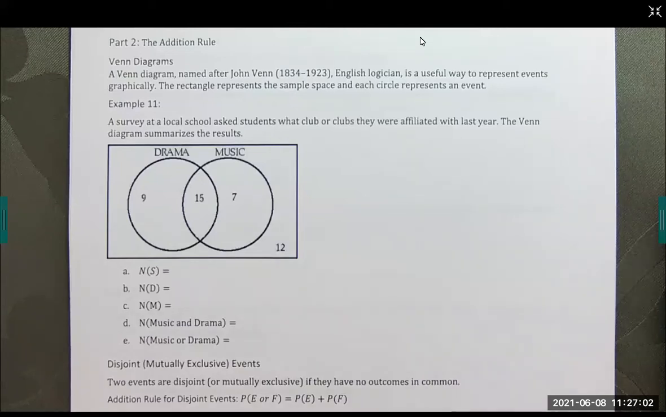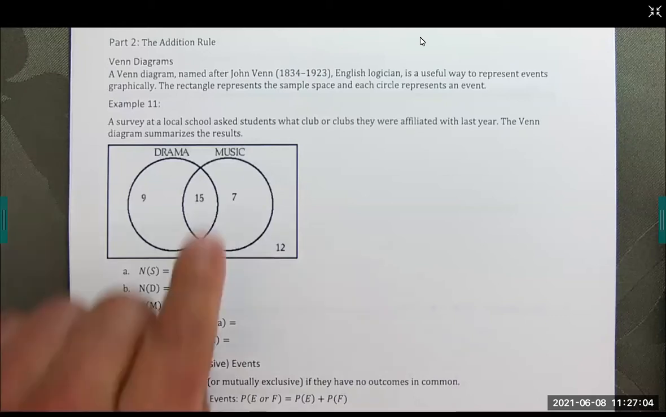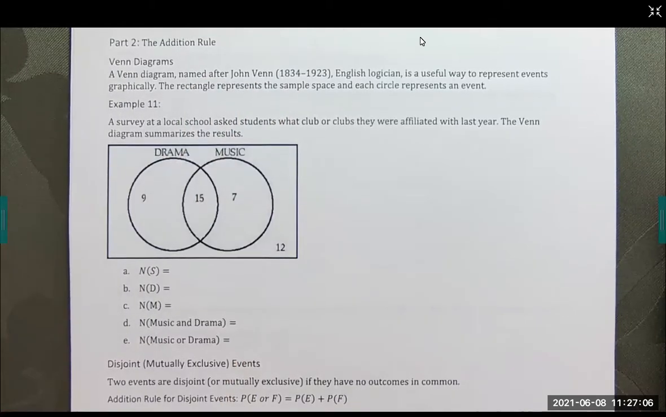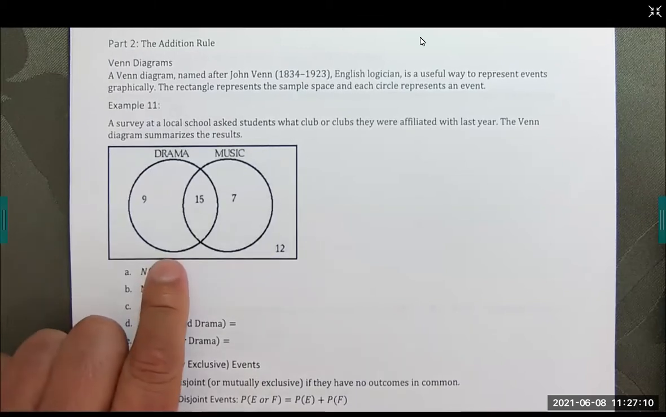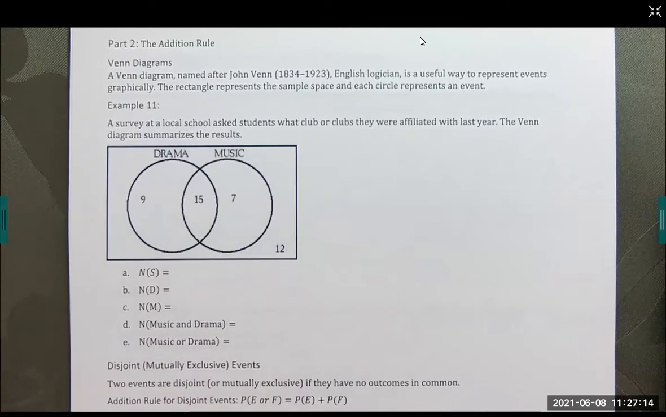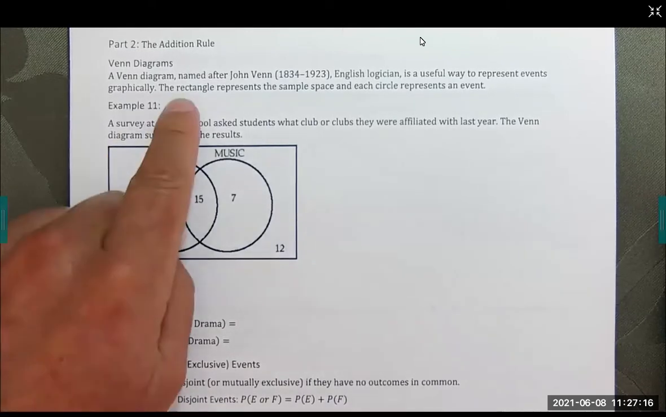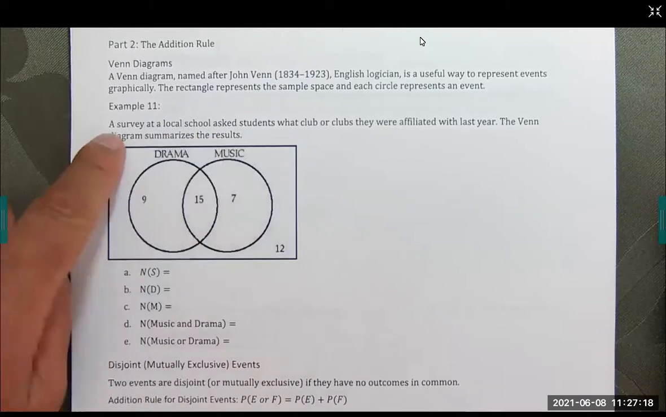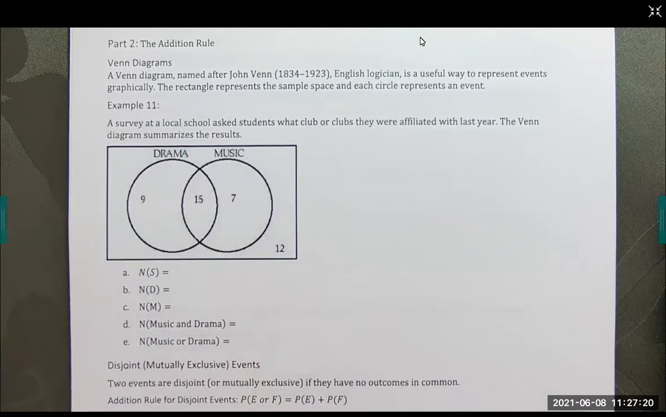We're going to start with some Venn diagrams. I have a little biography here named after John Venn. It's a very helpful way to represent events graphically, geometrically, as it were. So the rectangle represents the entire sample space. Each circle represents an event. And so let's get into the actual example.